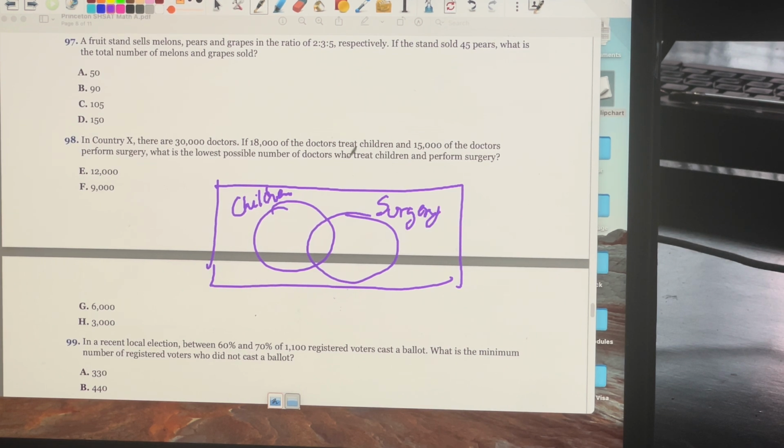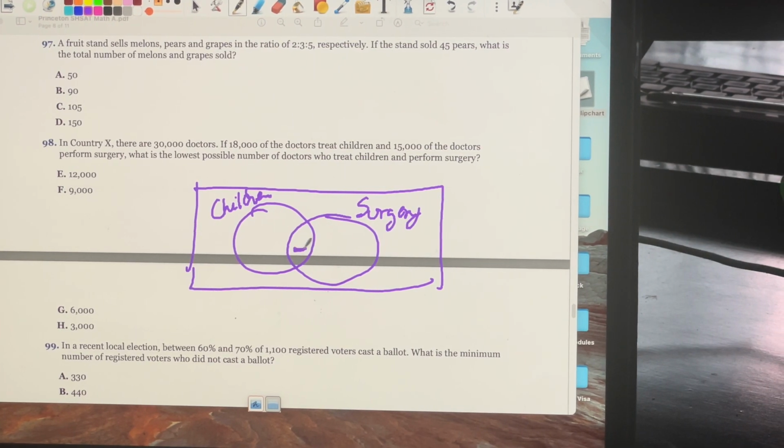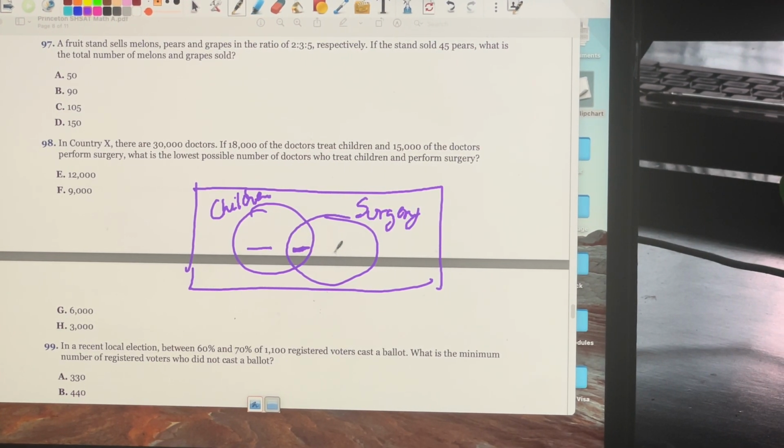What is the lowest number of possible doctors who treat children and perform surgery? So what number can we put in this section, the middle section? Remember, there are three numbers here. For this one, there are 30,000 doctors.